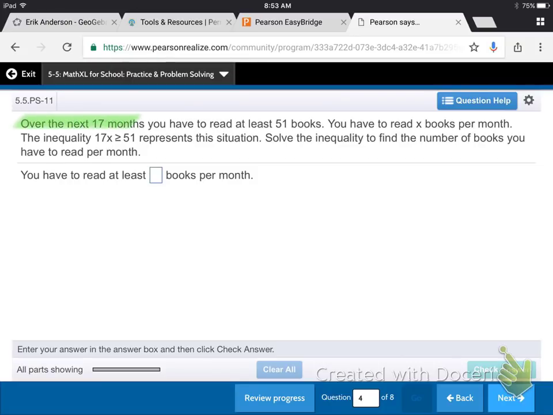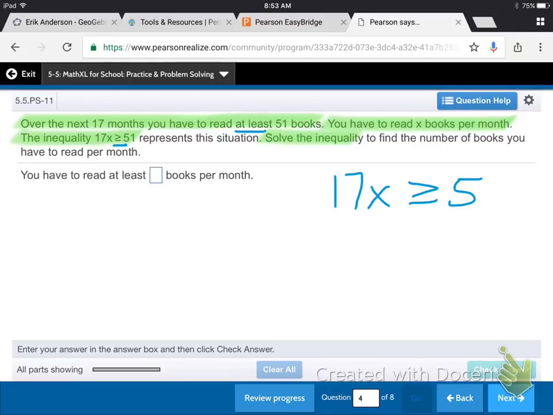Over the next 17 months, you have to read at least 51 books, and you have to read x books per month. So you have to read a certain number of books every month. The inequality 17x is greater than or equal to 51, because remember, at least means greater than or equal to. So it represents a situation, and now this problem wants us to solve the inequality. So let's take it: 17x is greater than or equal to 51.